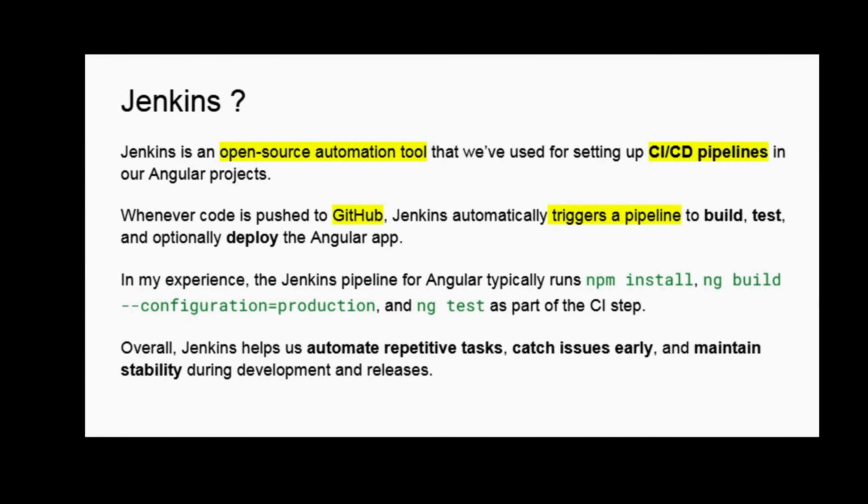What is Jenkins? Jenkins is an open source automation tool that we have used for setting up CI/CD pipelines in our Angular projects. Whenever code is pushed to GitHub, Jenkins automatically triggers a pipeline to build, test, and optionally deploy the Angular app. In my experience, the Jenkins pipeline for Angular typically runs npm install, ng build with the production configuration, and ng test as part of the CI step. Overall, Jenkins helps us automate repetitive tasks, catch issues early, and maintain stability during development and releases.